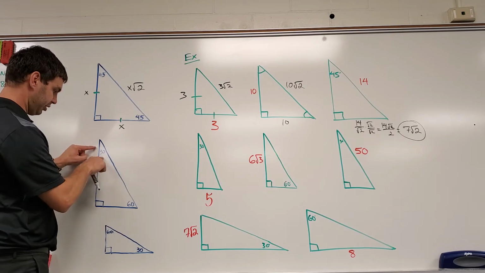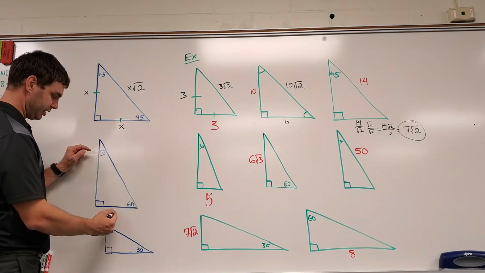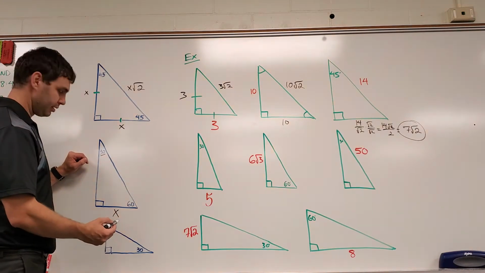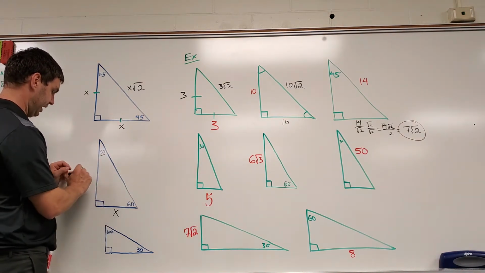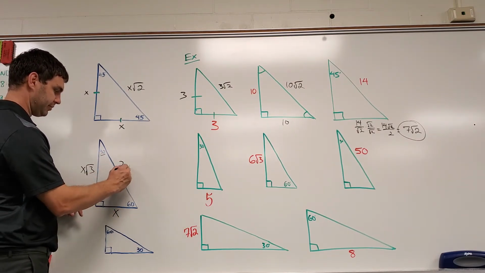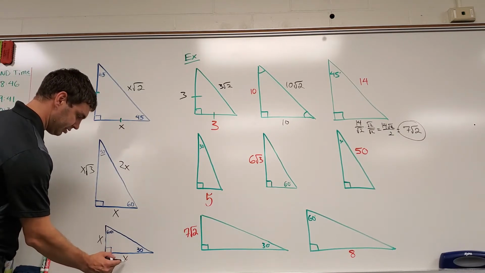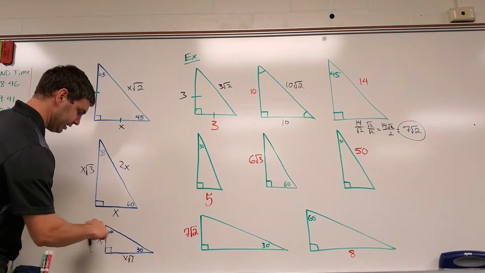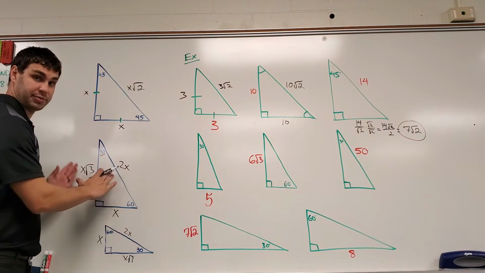Our short side, across from the 30 degrees, is going to be called X. Our long side, across from the 60 degrees, is going to be X square root of 3, and then our hypotenuse is just 2X. And this one, our short side X, our long side X square root of 3, and our hypotenuse 2X. So whether it's in this orientation or this one, sometimes you can turn those to help you.